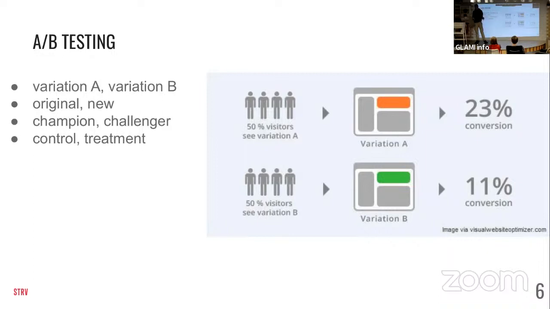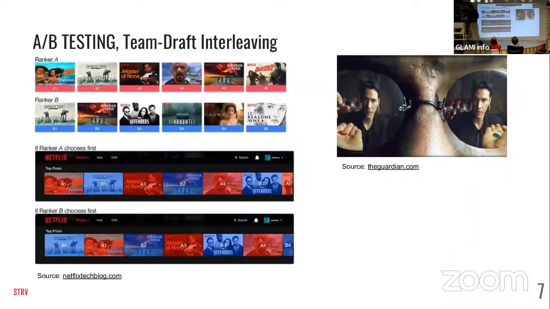So we have two groups of users. We show them, in our internet world, two variations of our website or our application, and we measure some metrics by observing the behavior of the users, and then we eventually decide whether one version is better than the other. So here we have an example with conversions, but I will get into the metrics. There are many more metrics than just conversions. This was the classical example.